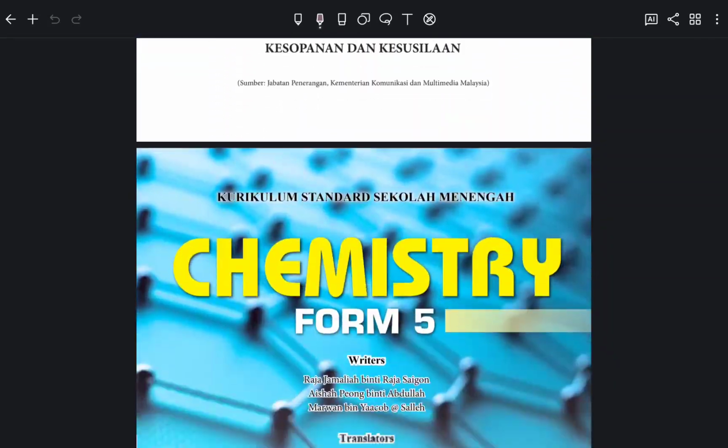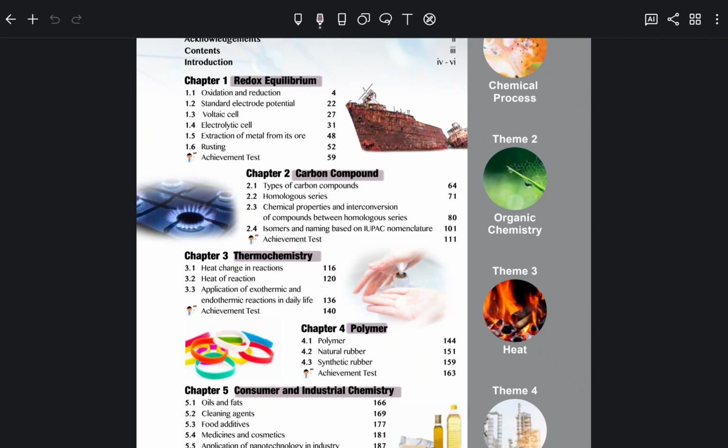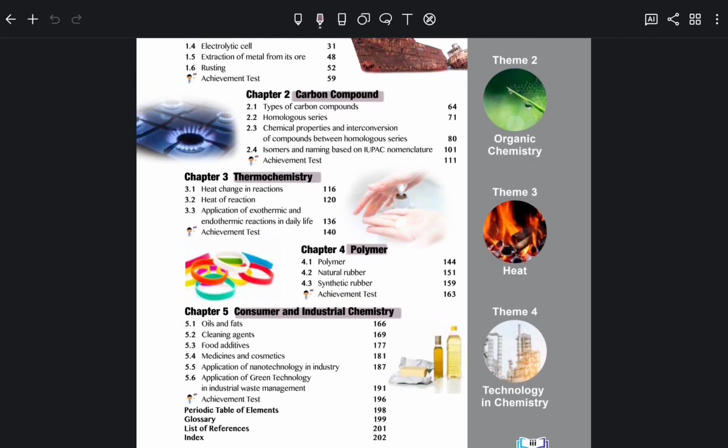For your Form 5, you're going to have 5 chapters: redox equilibrium, carbon compound, thermochemistry, polymer, and also consumer and industrial chemistry. We have a lot of topics to learn, but these topics are much easier compared to your Form 4 topics, because Form 4 topics need you to have a deep understanding so that you can answer the questions well. But personally speaking, I love Form 5 topics and Form 4 topics, because for me chemistry is the easiest subject compared to other science subjects in your syllabus. That's the first thing.